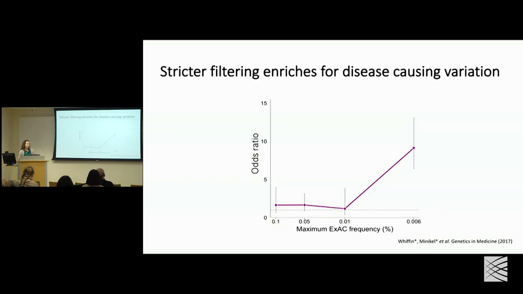The other caveat here is we know that the stricter you can get with your filtering, the more likely you're going to have variants with a higher odds ratio for developing disease. And so you want to get to as low an allele frequency filter as you can, because you're going to have fewer variants to look at.